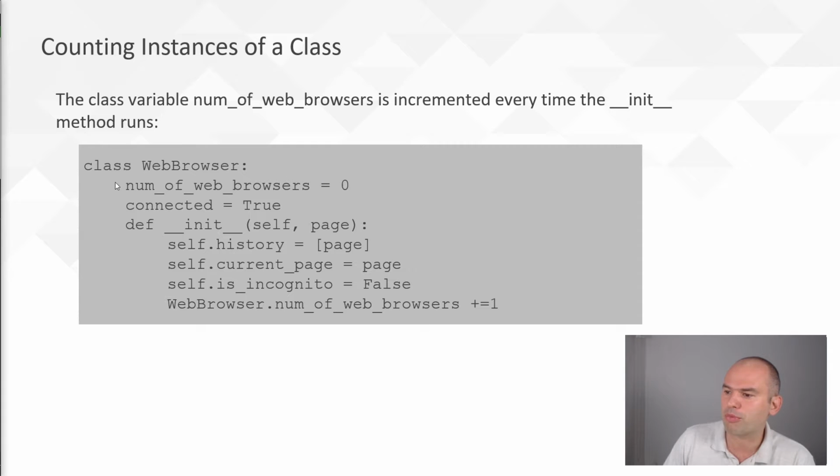This here is a very quick example on the mechanics of how we can count instances of a class, and that's also done via class attributes. The num of web browsers here is an example of a class attribute. It's set to 0, and that is accessed in the init. So every time an object is created, that num is accessed through web browser.num of web attributes, and it's incremented by 1.